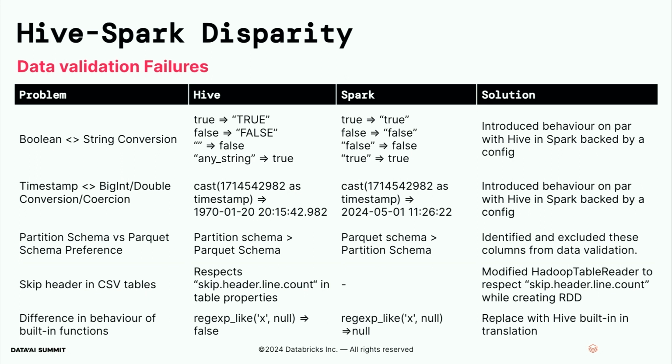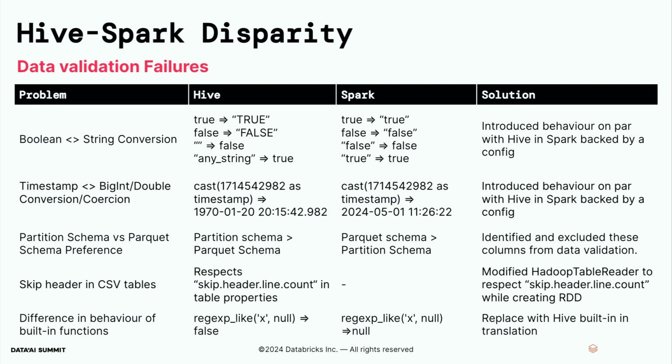Another point I would like to mention is the partition schema versus Parquet schema. Hive prefers partition schema over Parquet schema. What that means is if a column is present in the Parquet file and it's not present in the partition schema, it would return null for those columns, while Spark returns the actual value from the file. We thought this behavior actually makes more sense in Spark, so we just identified these columns and excluded them from data validation instead of coding this behavior in Spark.